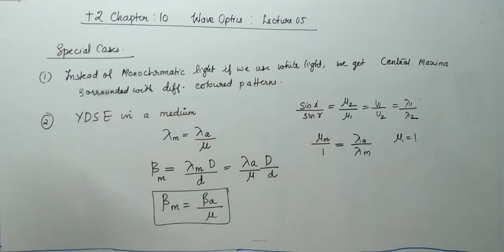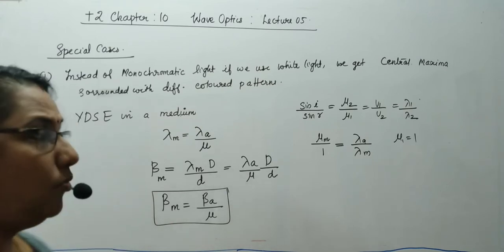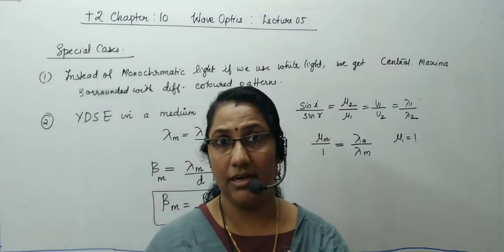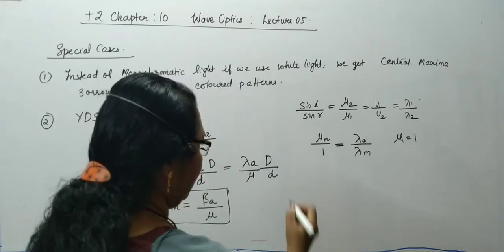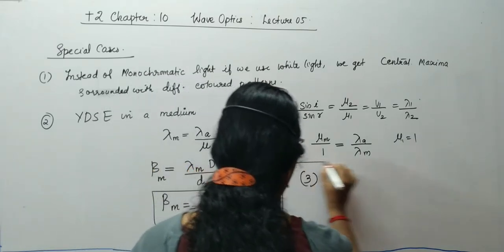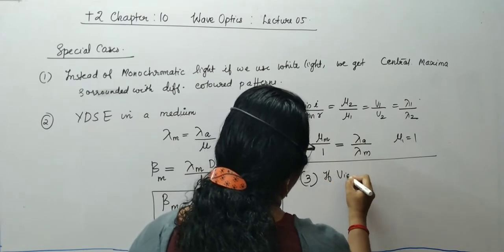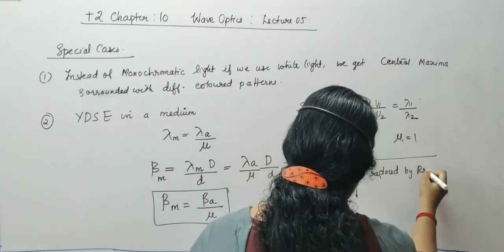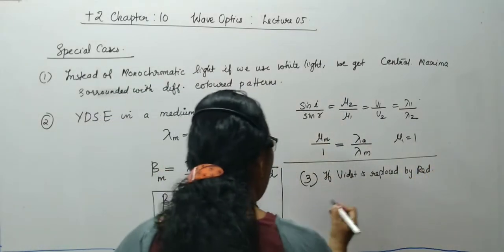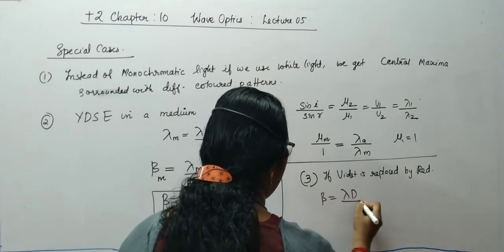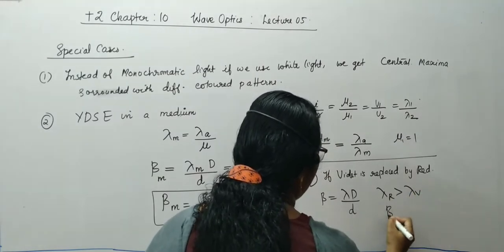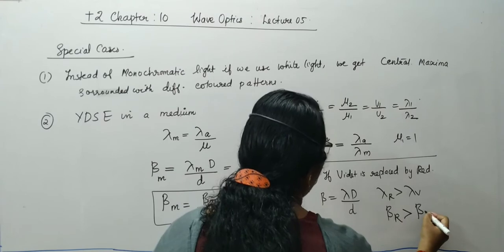Okay. Similarly, if a question is like this, what happens to the bandwidth if we replace one of the colors with another monochromatic color? Yes, the third case I am writing here: if violet is replaced by red, what happens? Beta is equal to lambda D by d. Lambda of red is greater than lambda of violet. So beta of red will also be greater than beta of violet.